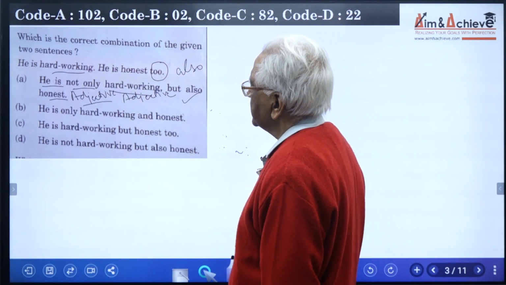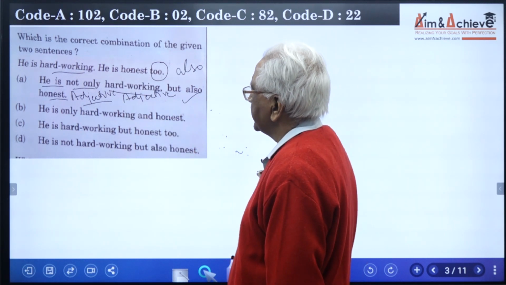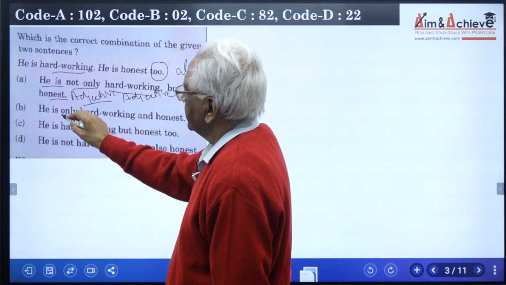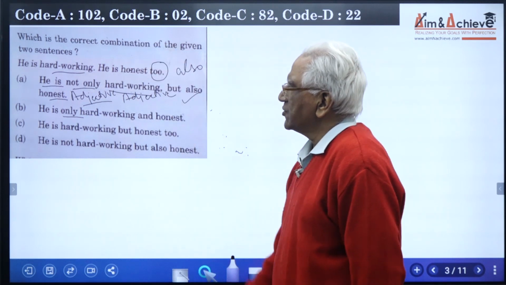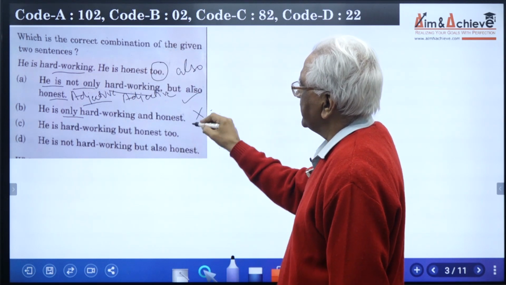Let us read the next option B. He is only hardworking and honest. Only means he is only this and honest. That means he is nothing else. This is not the original sentence. So that means this can safely be ignored.